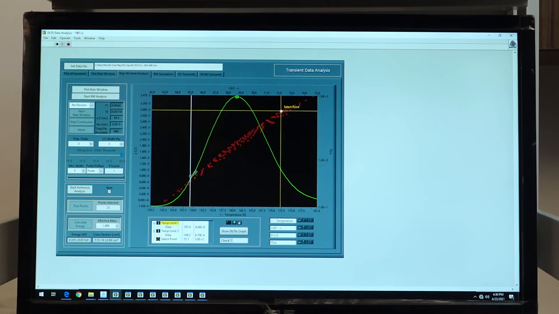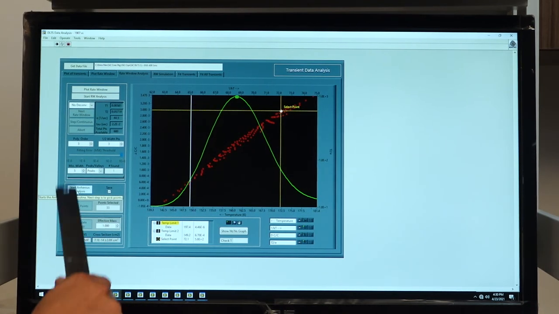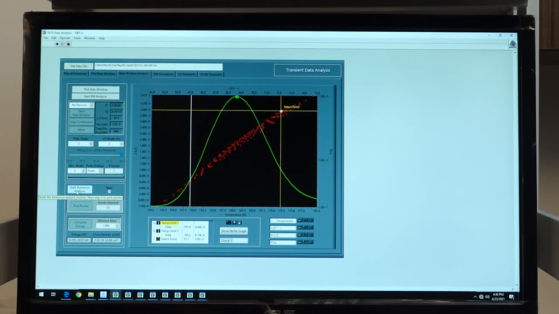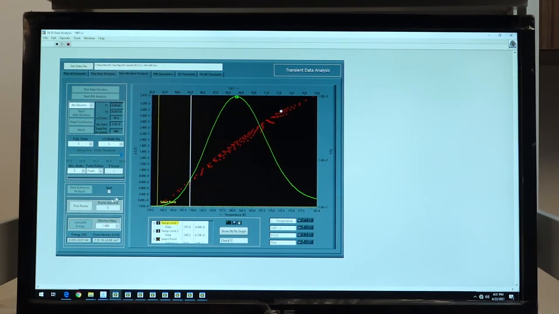Okay, now that we have generated the tau T square versus 1/kT plot, we will move on to Arrhenius analysis. Why? Because we want to extract trap information such as energy and capture cross section. To do that, in the bottom half of the software window, there is a button called start Arrhenius analysis. You see, the moment we click, an option called pick points gets enabled.